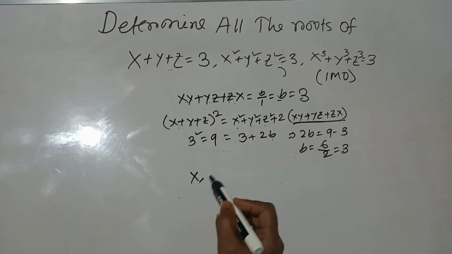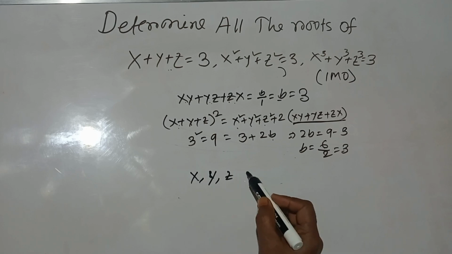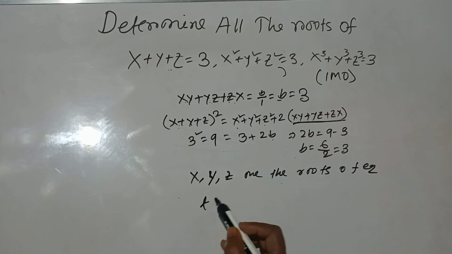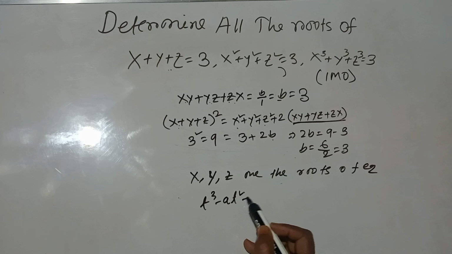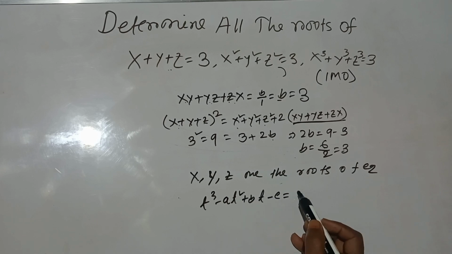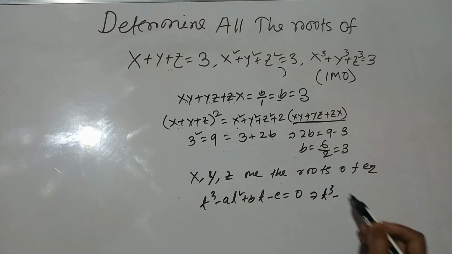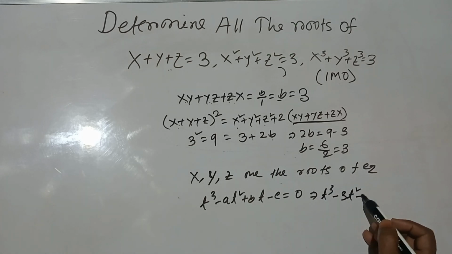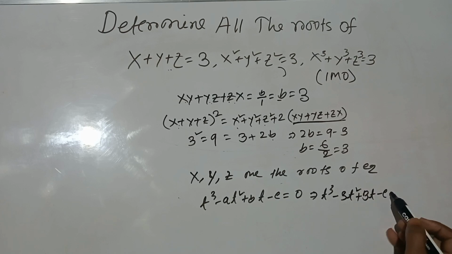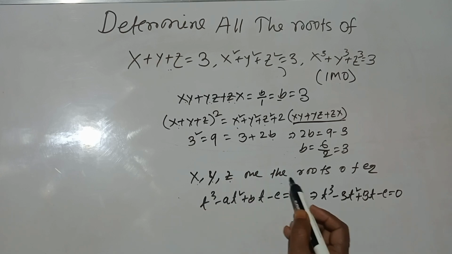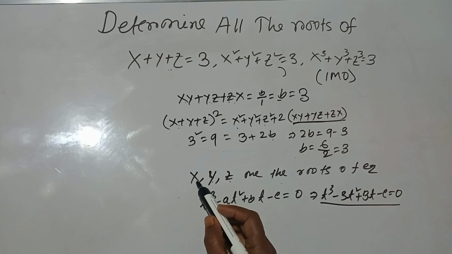And since x, y, z are the roots of the equation t cube minus 3t square plus 3t minus c equal to 0, this equation will become t cube minus 3t square plus 3t minus c equal to 0. As x, y, z are the roots of this equation, we can satisfy these values one by one, like this.